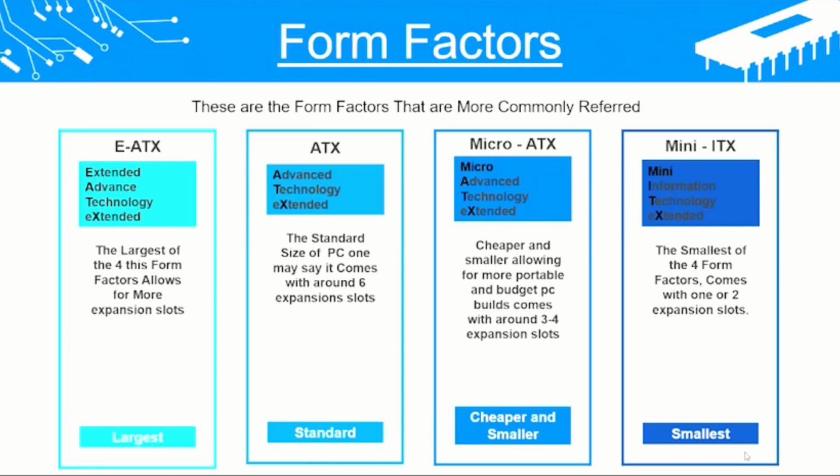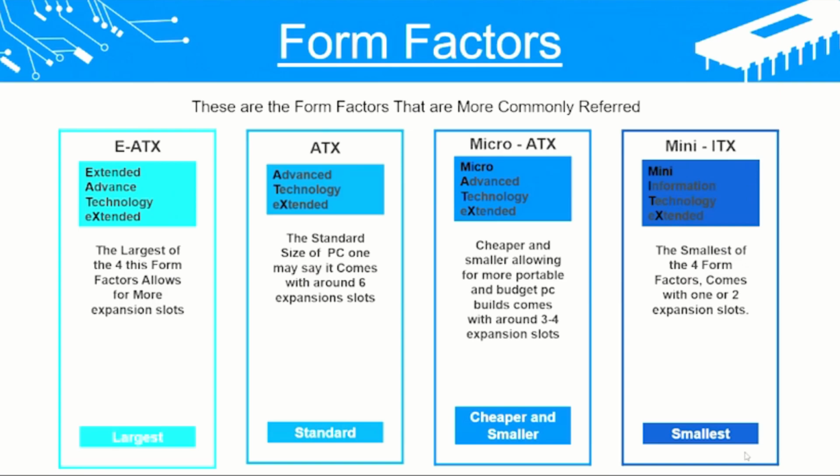So as I stated before, we would talk about 4 form factors. This is the one that was missing, I told you guys before, the eATX. We'll also be talking about ATX, micro ATX, and mini ITX. These 4 are more commonly referred to. That's why we're going to talk about these 4 mainly, but there are actually multiple other form factors which are not really used nowadays. So first one, eATX, which stands for Extended Advanced Technology Extended.